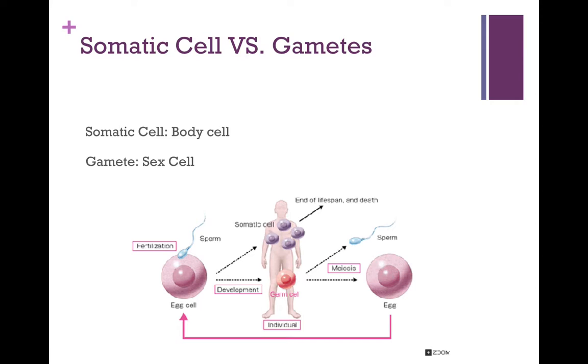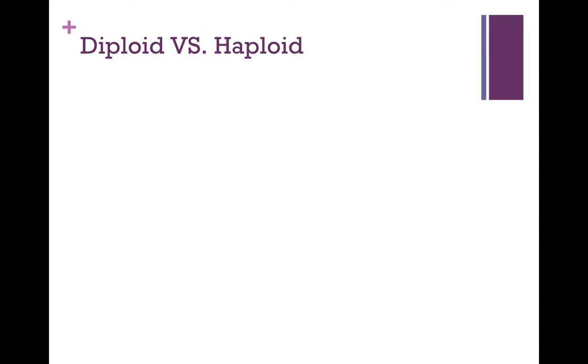So a gamete is a sex cell. A somatic cell has a full set of DNA. A gamete cell, or a germ cell, has half of the DNA. And there are terms for those amounts of DNA, and they are diploid and haploid.